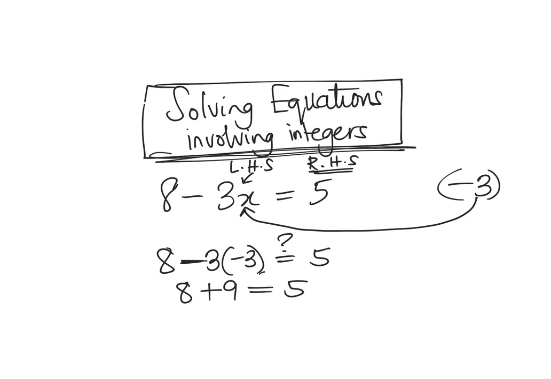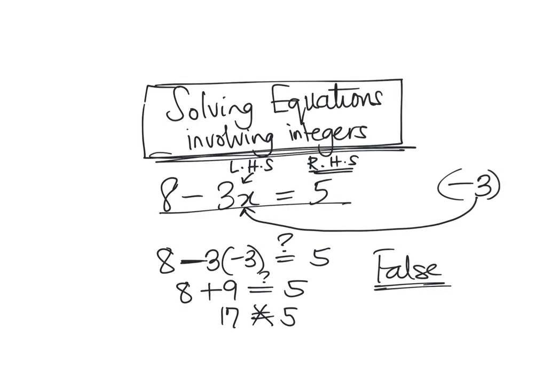We're asking a question, and 8 plus 9 is 17, and that is not equal to 5. So the answer is false. Negative 3 is not a solution to this problem. So that's what they start off the section with discussing. That's one way to approach equations.